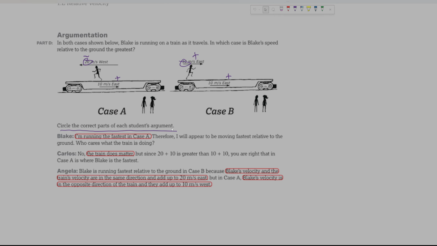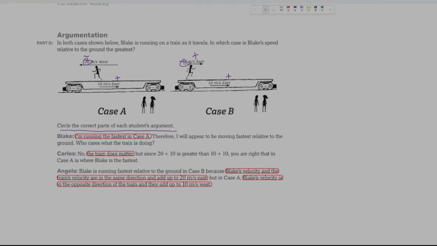Therefore, I will appear to be moving fastest relative to the ground. Who cares what the train is doing? Now, all of that hopefully was pretty obvious. That is not going to be true because the train does make a difference to anybody observing from the ground. From the reference frame of the ground, the train absolutely has an effect.